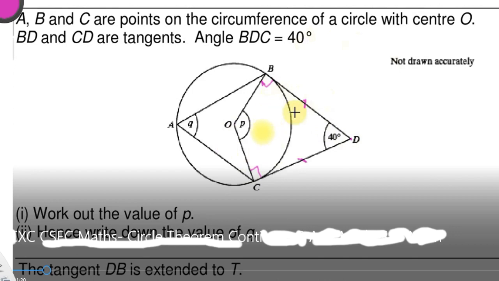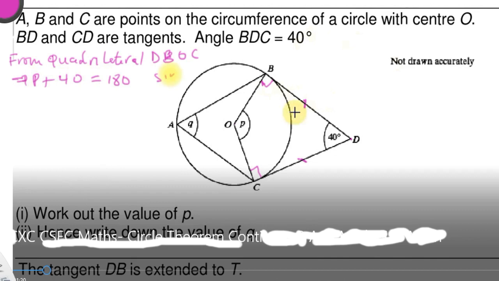Since this is 90, DBOC is a quadrilateral. If you sum all the angles in the quadrilateral, you get 360 degrees. Already this is 90 and this is 90, giving 180 degrees. So it means that P plus Q must also give us 180. From the quadrilateral DBOC, this implies that P plus 40 is equal to 180 degrees.